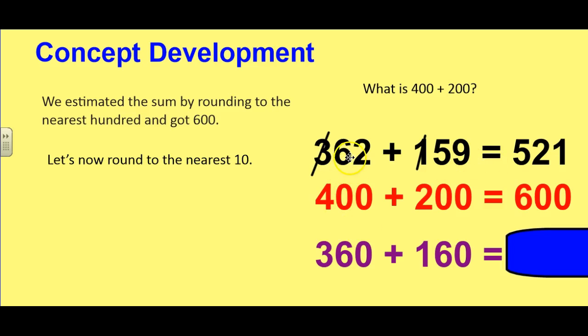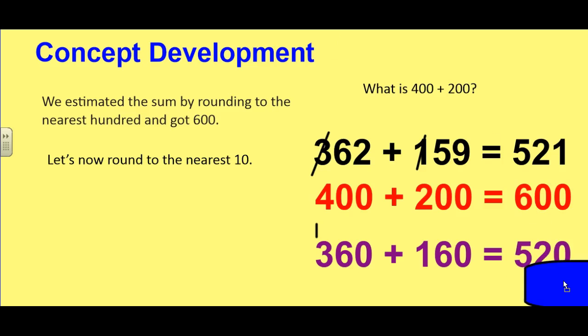So now that we rounded these two numbers to the nearest 10, what we need to do now is add this together. We know that in our ones place we've got two zeros, so that's going to be equal to 0. In our tens place we've got two sixes, and we know that 6 plus 6 is 12, so that means that you're going to have to carry over a 1 in the hundreds place. So if you've got 3 and 1 and 1, that gives us 5. So when we add this together, we get 520. And we can see that 520 is much closer to 521 than 600 was.